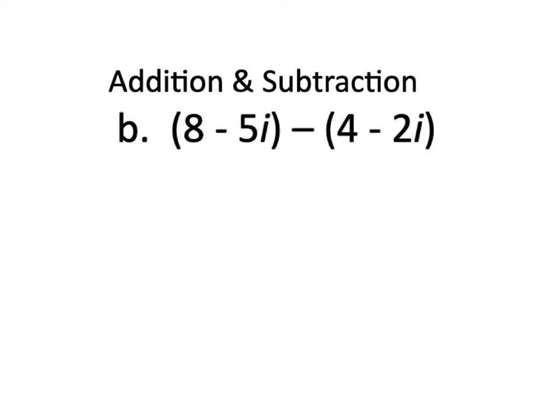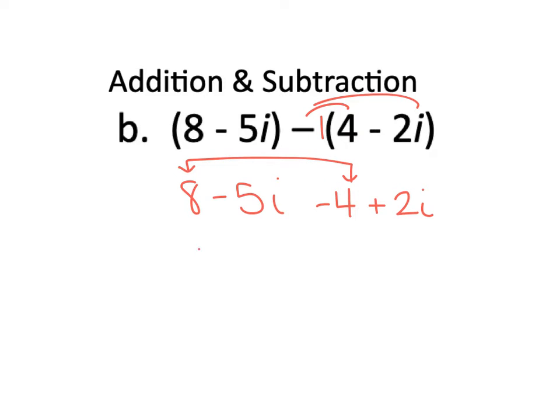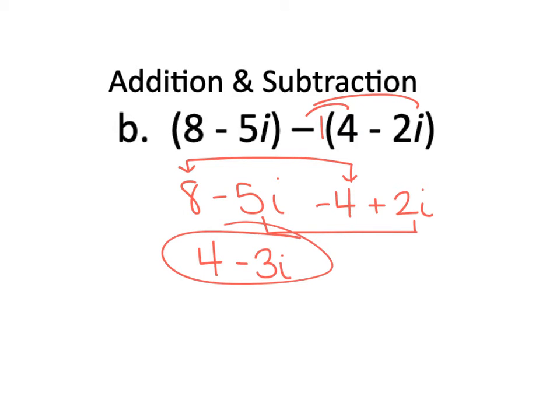For subtraction, I like to first rewrite the second complex number as if I'm distributing this outer negative sign. So this would become negative 4 plus 2i. And then I'm just going to recopy this first part. So I have 8 minus 4 for the real part is 4, and negative 5i plus 2i is negative 3i for a final answer.